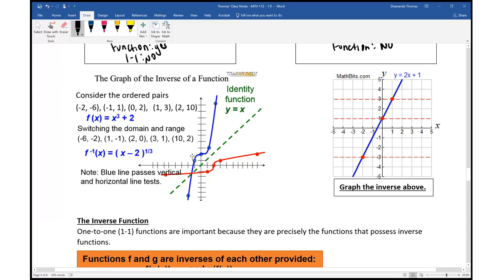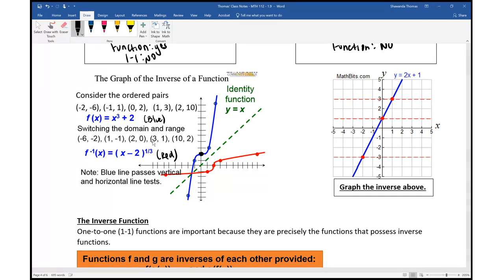And notice that it's plus 2. So that means there's a vertical shift up 2 units. And notice it is up 2 units here. So this must be the one in blue, right? And the cube root one is the one in red.